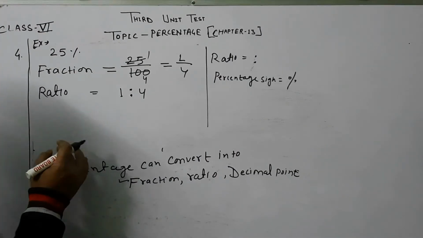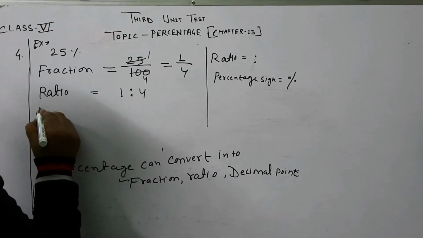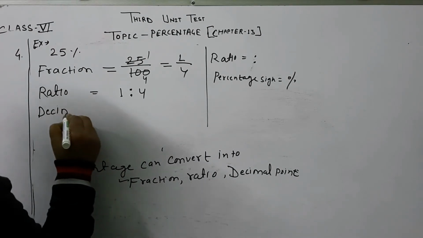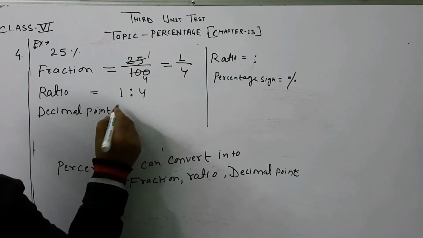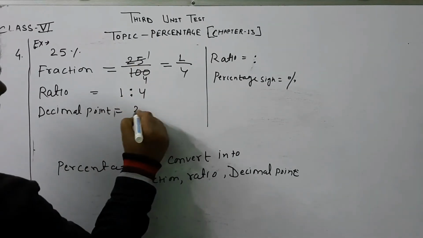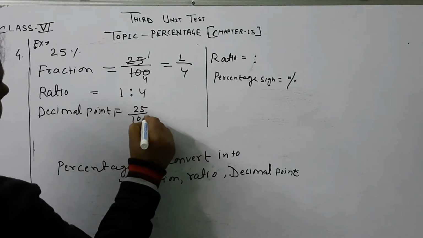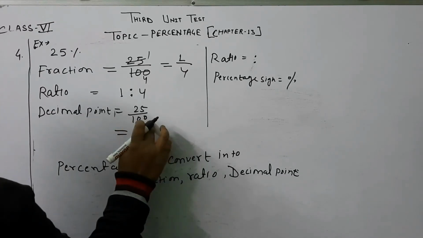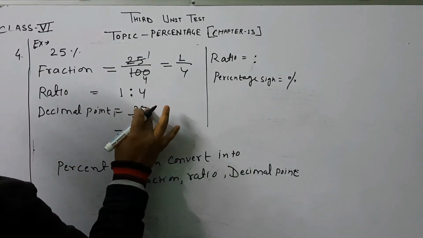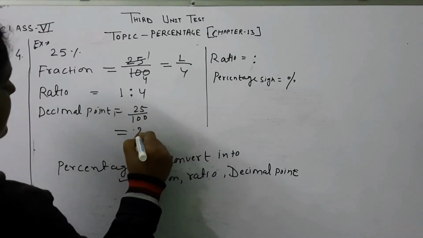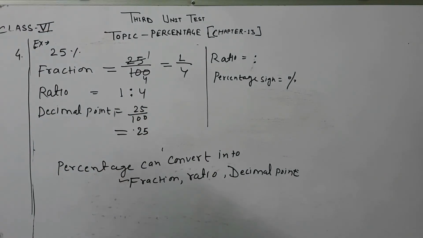Now decimal points. For finding the decimal point, what is written here? 25 by 100. See students, how many zeros here? 2 zeros. So from the right side, you have to count 2 digits, 1, 2, and put the point: 0.25. So students, this chapter percentage is over.